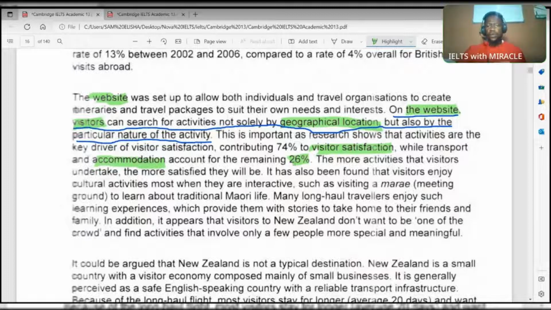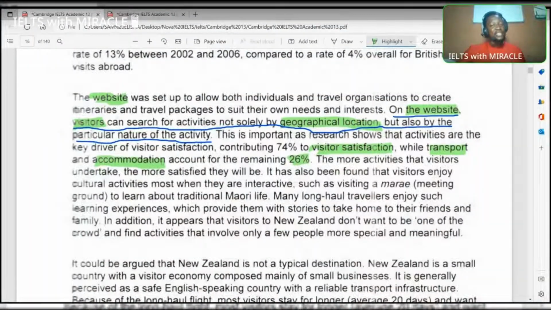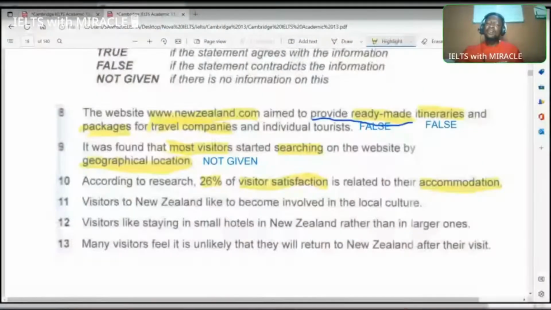Oh, this is transport here. So both transport and accommodation actually share this 26%. But the statement here says that 26% of visitor satisfaction is related to their accommodation. So this is a clear contradiction, because it is not 26% that is related, it is 26% of visitor satisfaction is related to transport and accommodation, right?